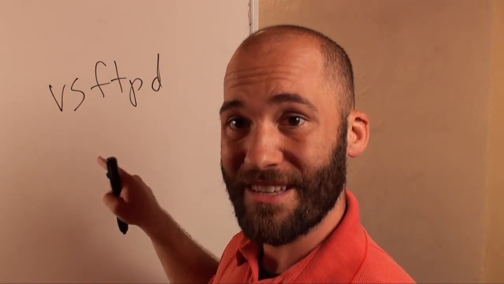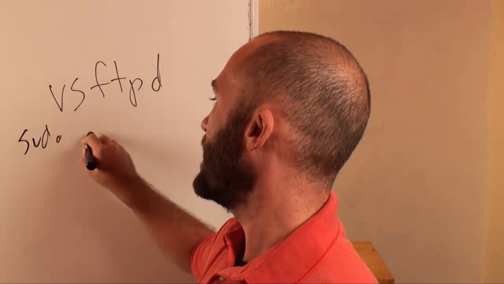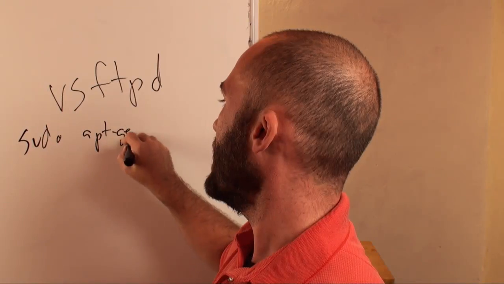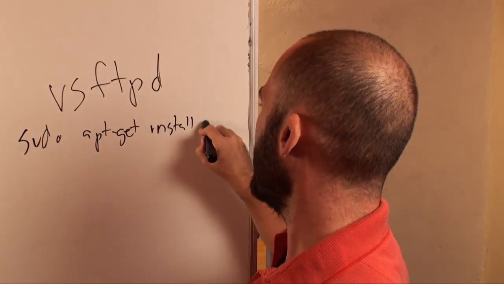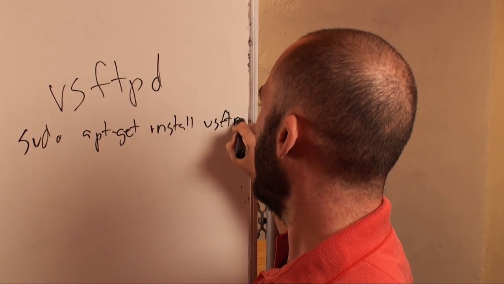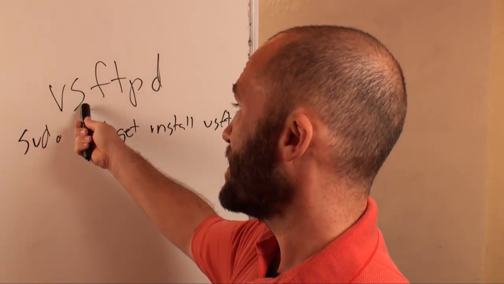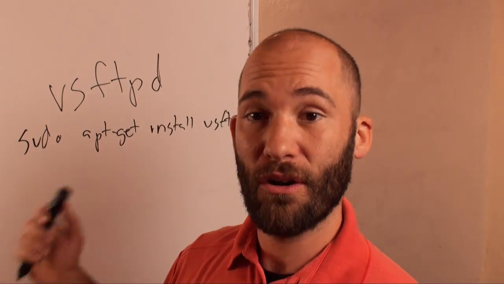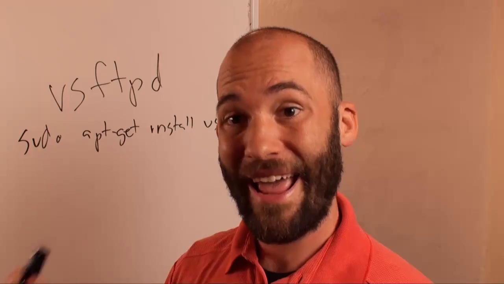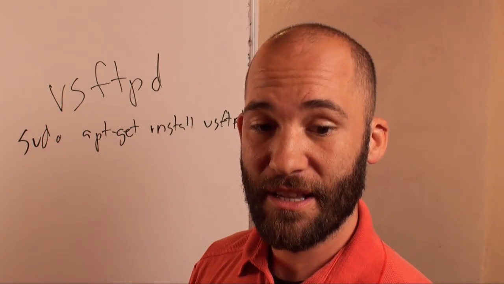In order to install this onto your server, all you have to do is sudo apt-get install vsftpd. This will go out to the repository and grab the very secure FTP daemon, and basically this is the FTP server software for your server. Once you have this installed, you will be able to upload and download files from your server once you change a couple of configuration settings.